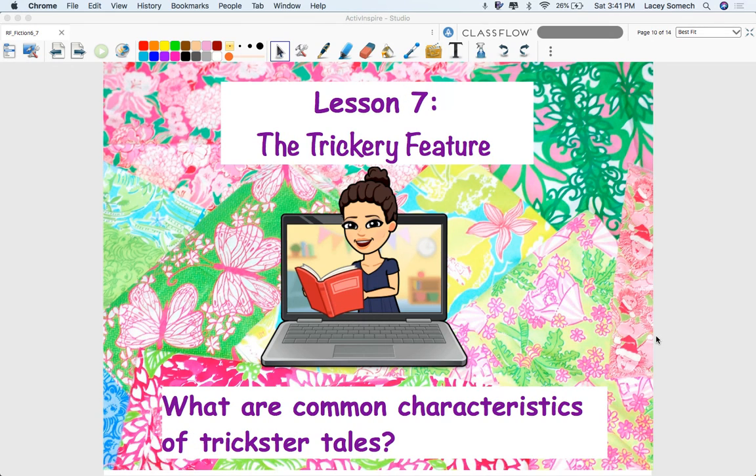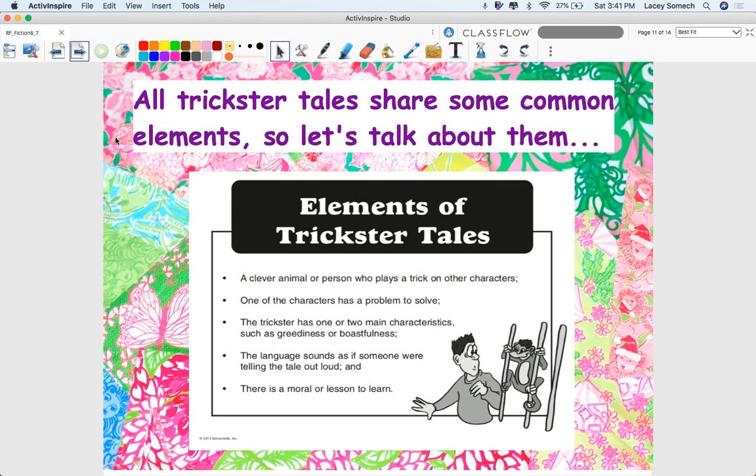And today we're going to read a tale that is filled with trickery. Today we're going to be reading How Spider Helped a Fisherman. We're going to follow the plot of the story and make predictions about the events that are going to take place based on our knowledge, and we're going to learn more about these trickster tales, because all trickster tales share some common elements. So let's look at those common characteristics of trickster tales.